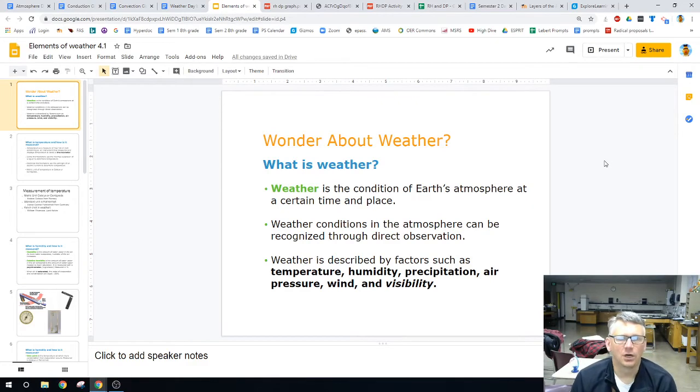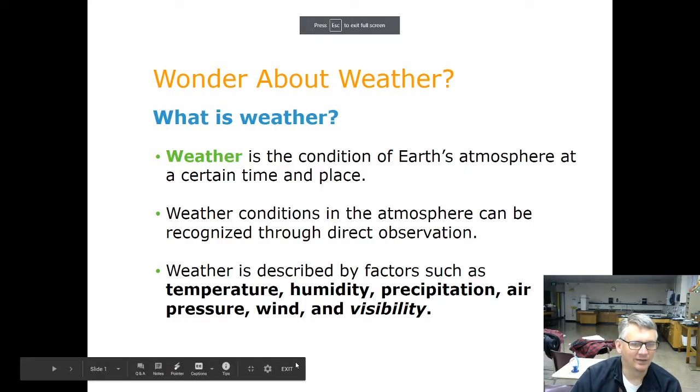Okay, today we're going to talk about elements of weather, and this particular lesson is more about how we measure weather, or parts of how we measure parts of weather, than the actual elements themselves. So we're going to be taking a look at temperature, humidity, precipitation, air pressure, and wind and visibility.